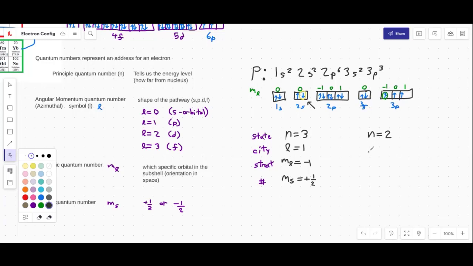So, and then what about the L? What's the L value? 0. Yeah, the L value is 0, because it's an s orbital, right? And then the m sub L would be 0. This is where I got lost. 0. And then the m sub S?